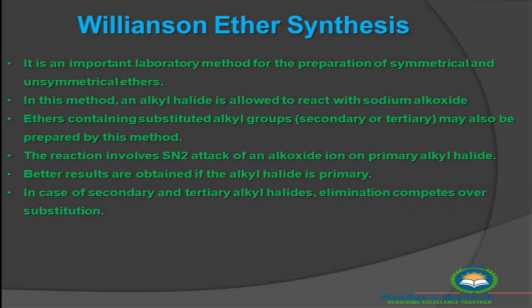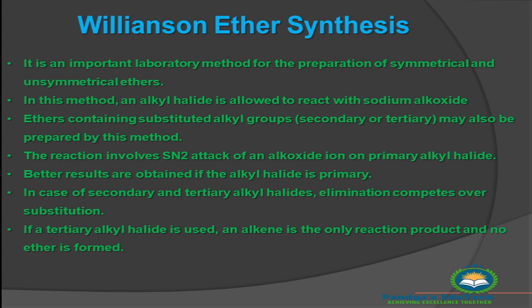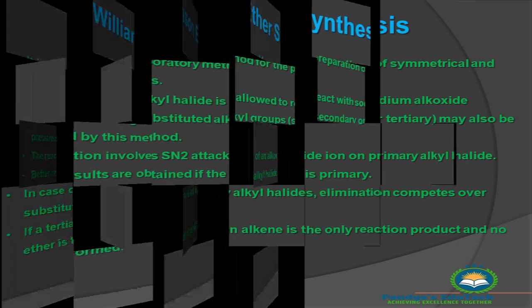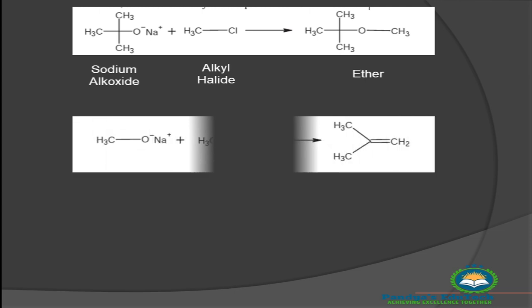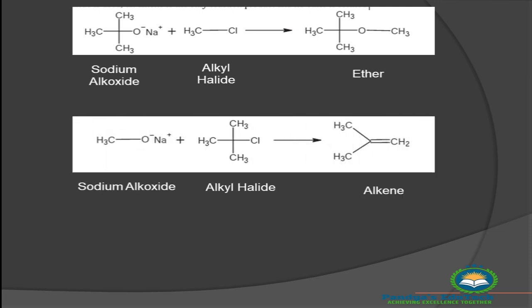In case of secondary and tertiary alkyl halides, that is 2-degree or 3-degree alkyl halides, elimination process competes over substitution. If a tertiary alkyl halide is used, an alkene is the only reaction product and no ether is formed. As you can see, when sodium alkoxide is reacted with a 1-degree alkyl halide, it will form ether. But when sodium alkoxide is reacted with a 3-degree alkyl halide, it will form alkene.